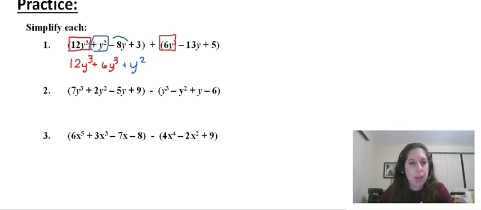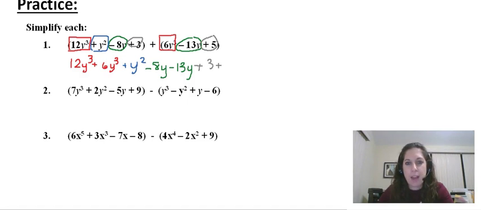I then can go ahead and I have y terms. Notice I am keeping the operation of what is right in front of them. So negative 8y minus 13y. And lastly, my constants, plus 3 and a plus 5. So plus 3, plus 5.